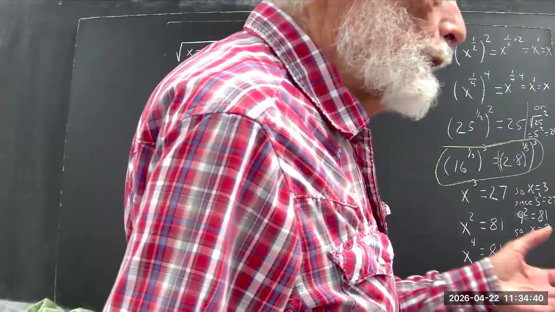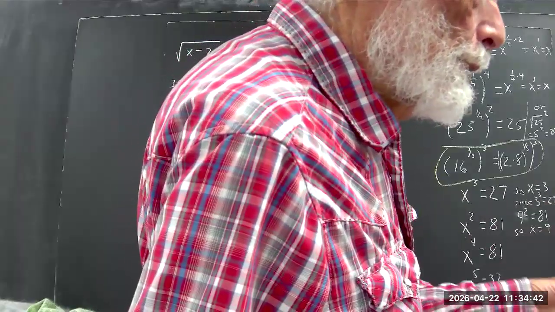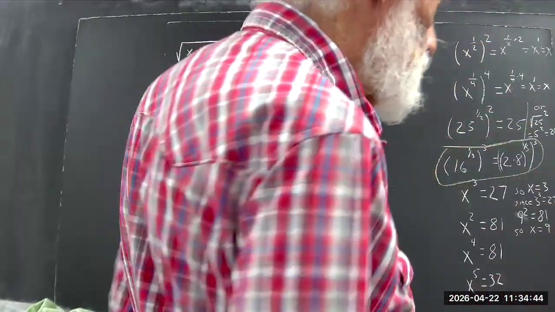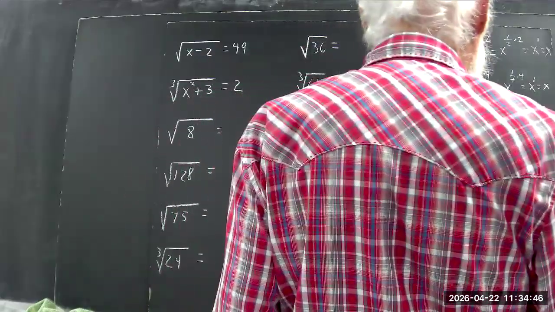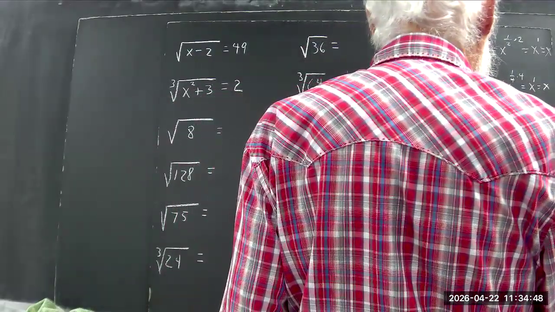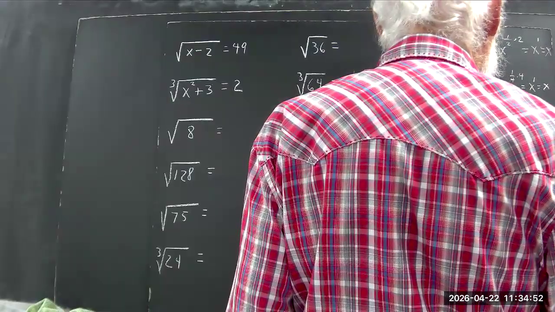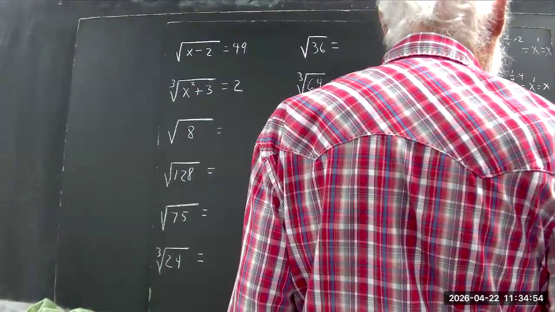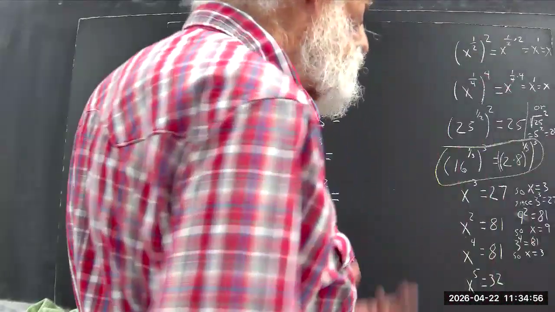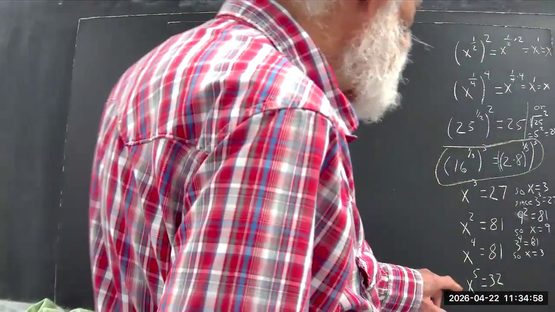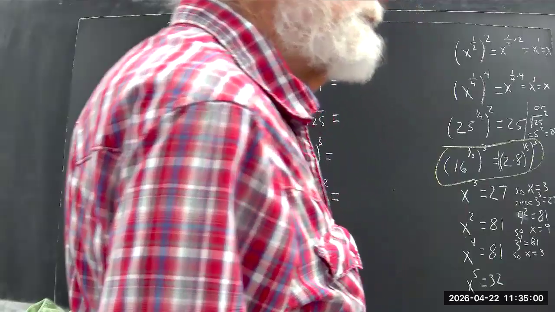Well, yeah, it is. 3 times 3 is 9. 3 times 9 is 27. 3 times 27 is 81. 3 to the 4th is 81, so x has to be 3. x to the 5th equals 32.